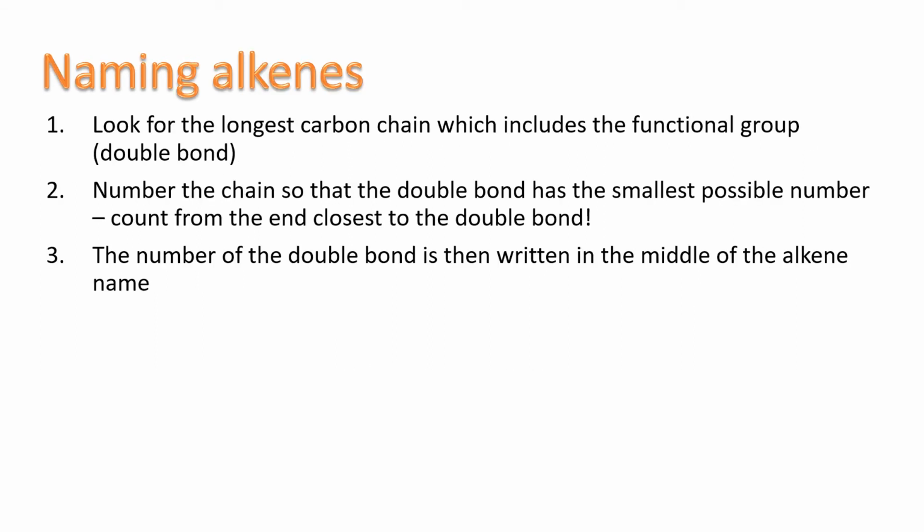So when we name alkenes, there are a couple of rules we need to follow. The first rule is that we've got to look for the longest carbon chain, which includes the functional group. In this case, that's our double bond. The second thing we do is number the chain so that the double bond has the smallest possible number. What we mean by that is you count from the end of your chain that's closest to the double bond. And the third thing we do is when writing the name of the alkene, we put the number of the double bond in the middle. Now this will make a wee bit more sense when we go through some examples.